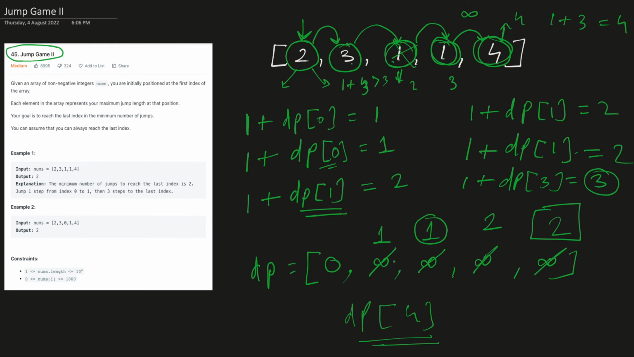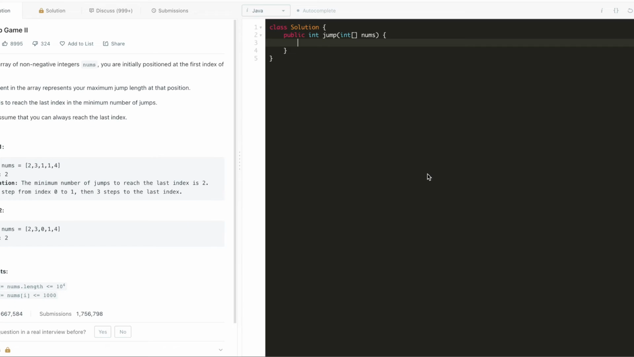Okay, I hope you have all understood the algorithm. Now let's quickly code that up. This is the function that is given to us. So now let's think about the base case. If the length of the array is 1 itself, that means we are currently at the last position, so we don't have to do anything, we will just return 0. Now it is guaranteed that we could reach the end, so we don't have to even check for anything.